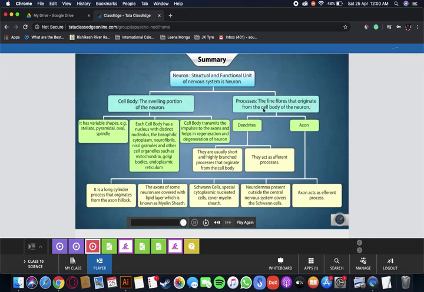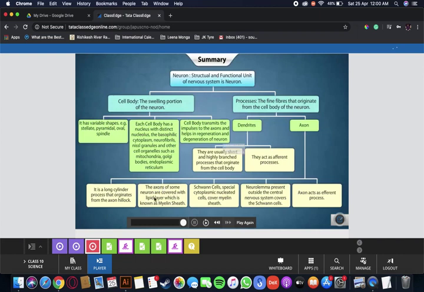And the processes, the fine fibers that originate from the cell body of the neuron, which are the dendrites, branch-like processes, and one long elongated structure known as the axon. You have seen the three important parts of the cell body that we have already discussed. Dendrites act as the afferent processes, and they are usually short and highly branched processes that originate from the cell body. On the other side, the axon is the long cylindrical process that originates from the axon hillock.